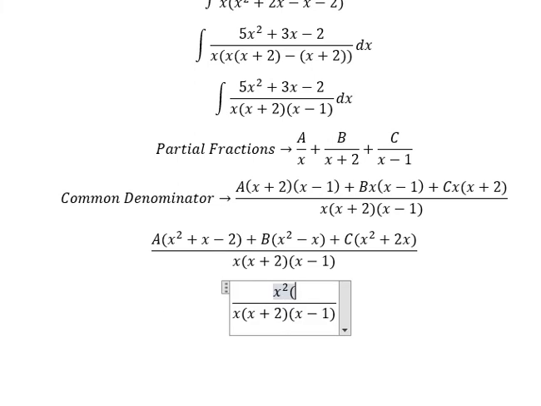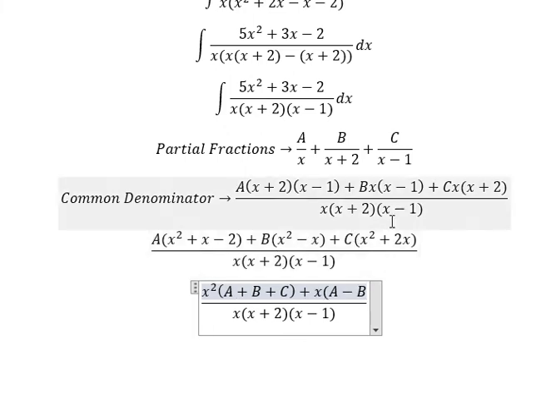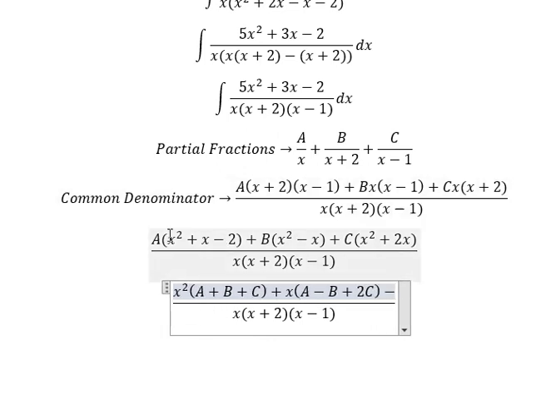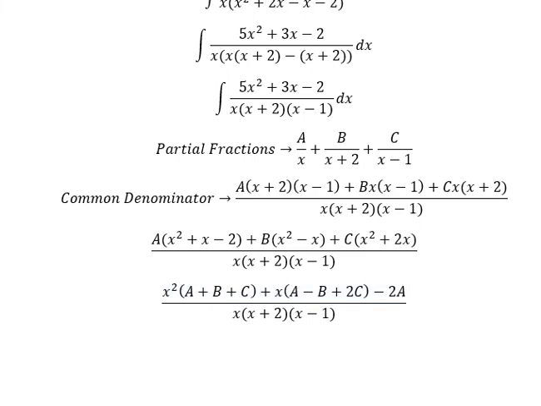About s squared, we have a plus b plus c. About s, we have a multiplied by s, b multiplied by negative s, you got negative b, and c multiplied by 2, you got 2c. About the number, we have negative 2a. And now we compare coefficients in here.